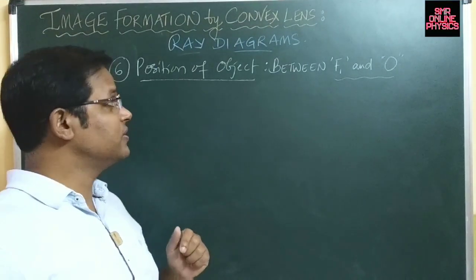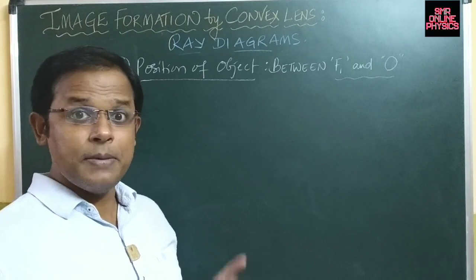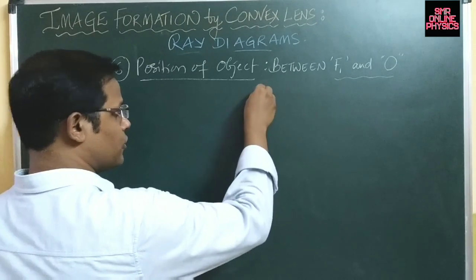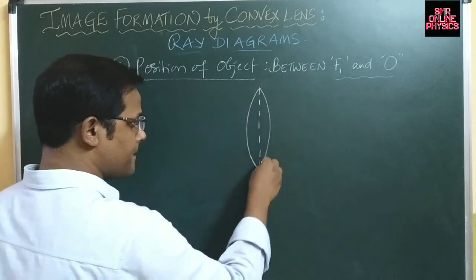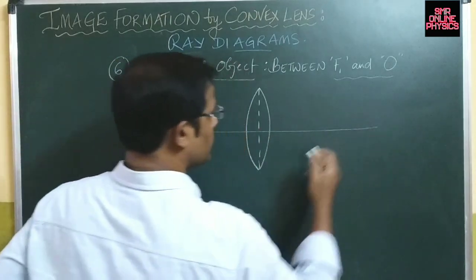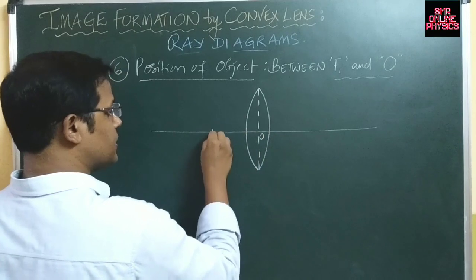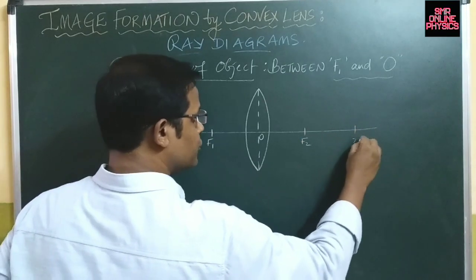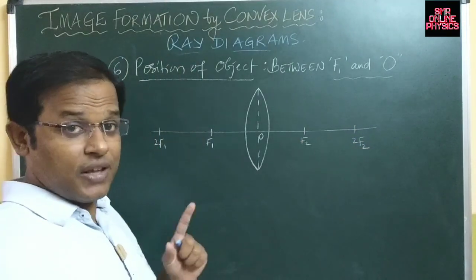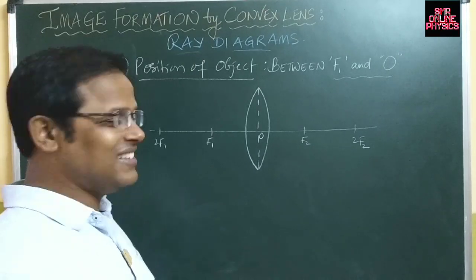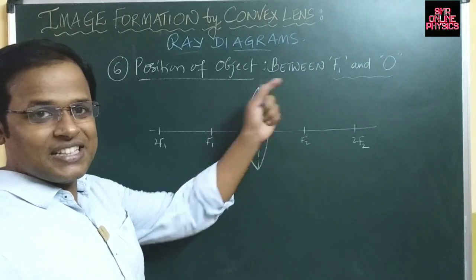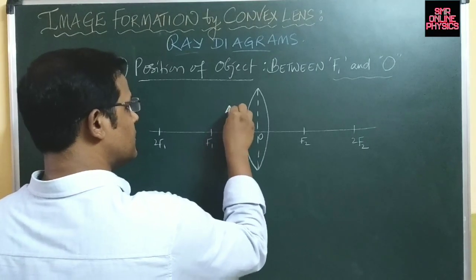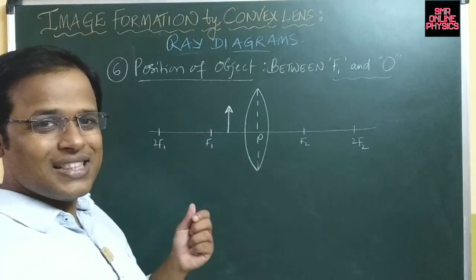Now, let me show you the last possible position of an object placed in front of a convex lens. So, as usual, as you have seen so far, get your convex lens, the shape correctly. Then draw your principal axis. Mark your points: optical center, the focus F1, 2F1, F2 and 2F2. By this time, every student should be very familiar and find it really easy. All right? So the question says I should be placing it between F1 and O. So here is the object, placed in front of the lens pretty close.